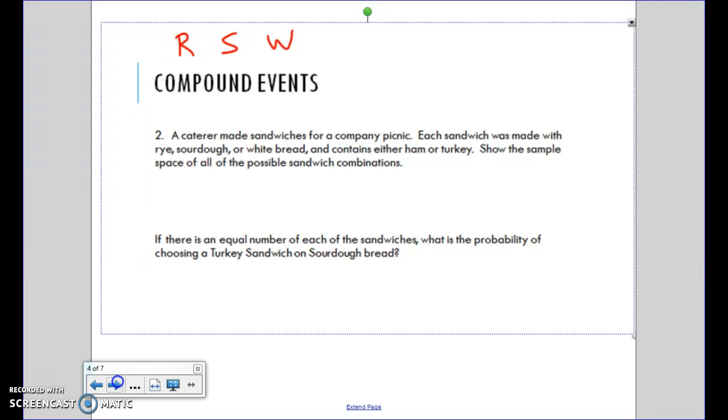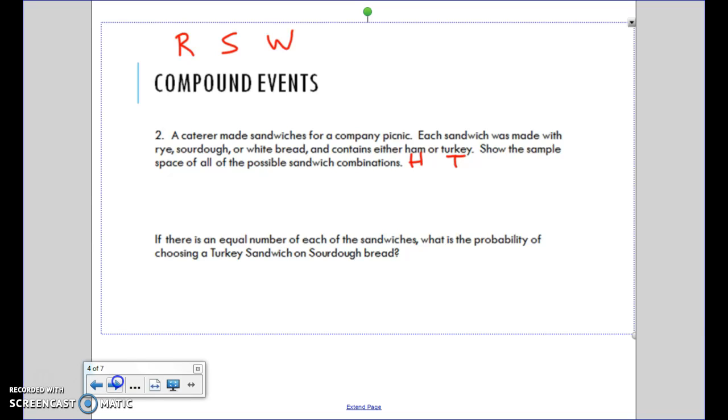Each sandwich contains either ham or turkey. So I'm going to call these guys ham or turkey. It says show the sample space of all the possible sandwich combinations. Okay, well that's what I'm going to do first. I need to list out all the different ways that we can make sandwiches.